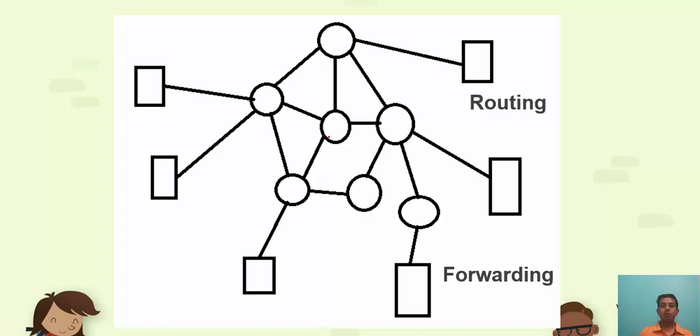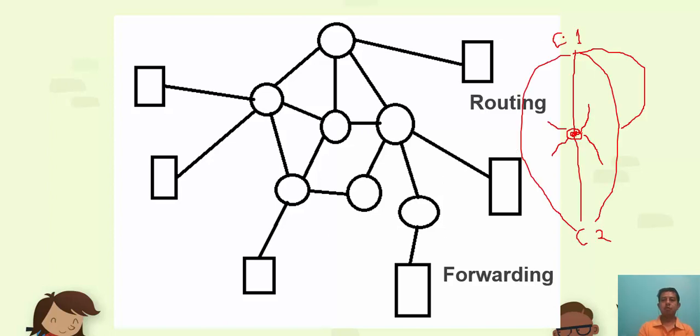Now, do not confuse routing and forwarding. Forwarding is a local task that happens inside a router, transferring a packet from one link interface to another. Routing is a network-wide process that determines a complete path between a source and a destination. Let's try to have an analogy to understand this particular concept.